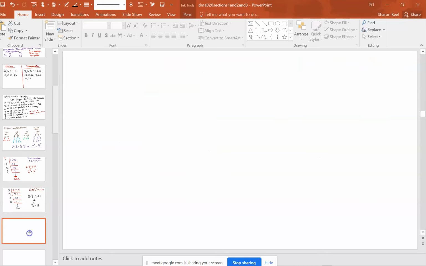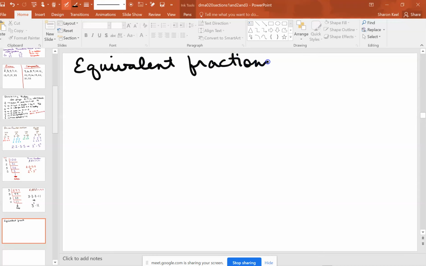The next thing we're going to look at is simplifying a fraction. What are equivalent fractions? Equivalent fractions represent the same amount.